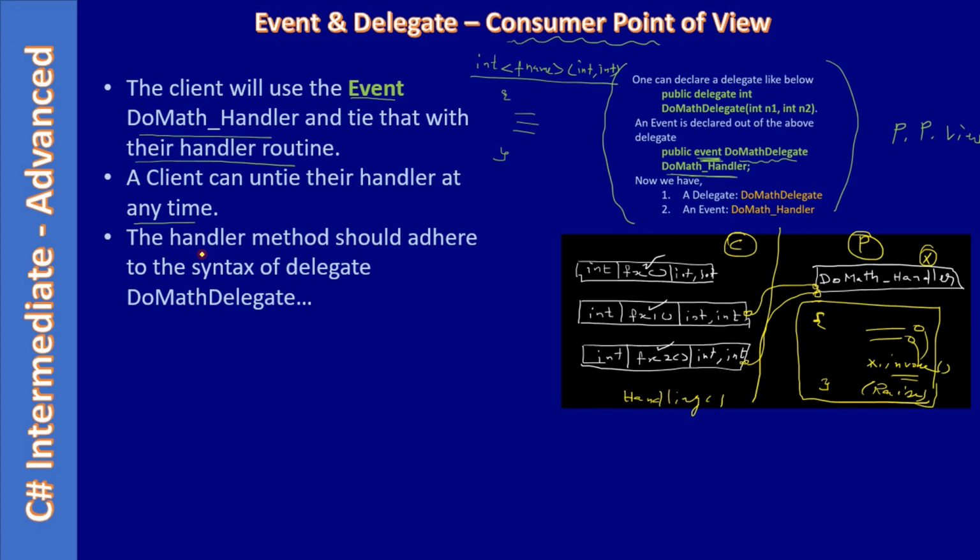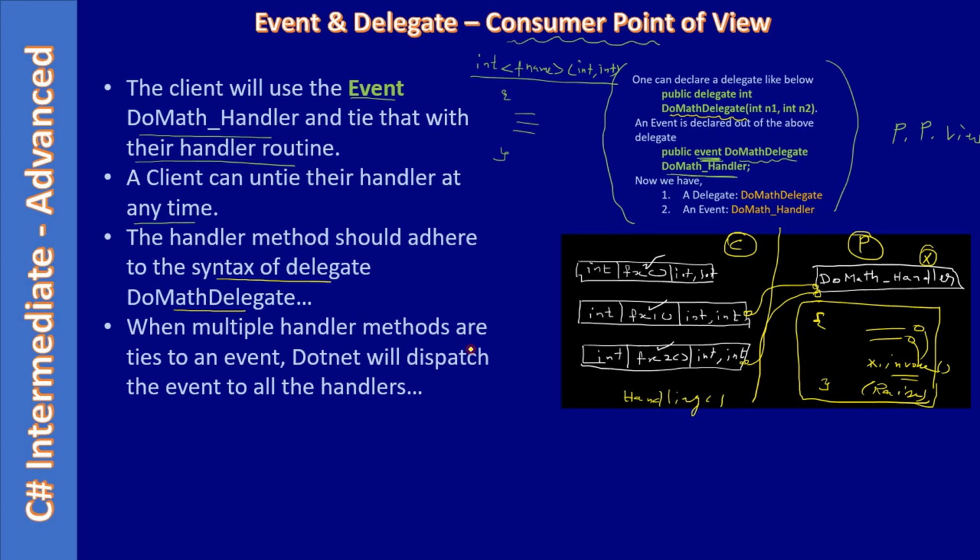Alright, now we will come back to the theory part. The handler method should adhere to the syntax of delegate, do math delegate. Alright, so here we are talking about a specific example. So the handler method should adhere to the event, and the event will claim the handler should be of a specific type that will be denoted by the delegate. When multiple handler methods are tied to an event, here in this example if you see there are two handlers adhering to the same return type. Function names are different and their implementation logic also can be different. So it's up to the user how they want to handle.